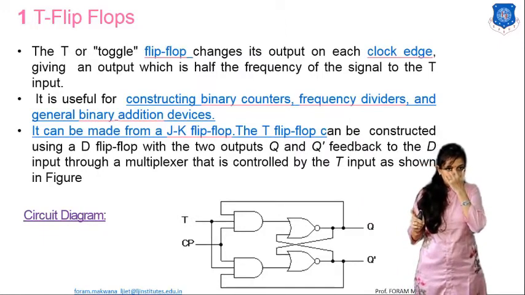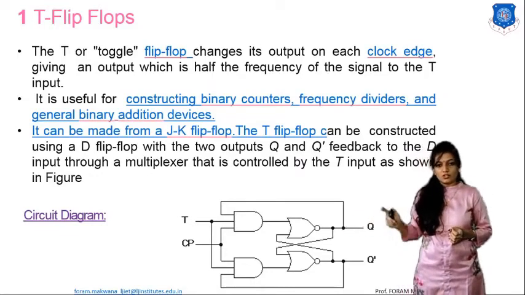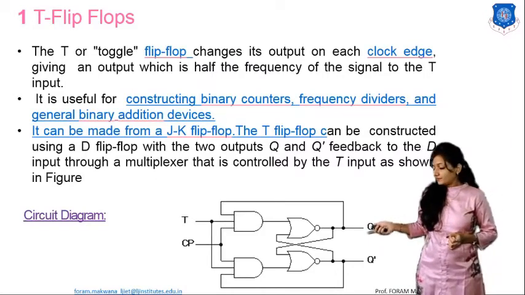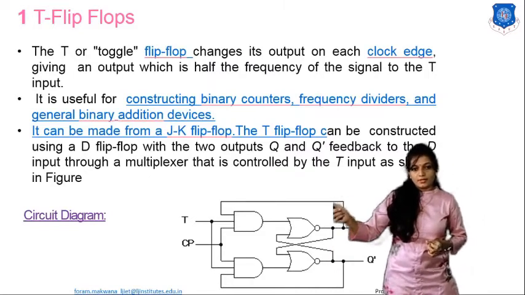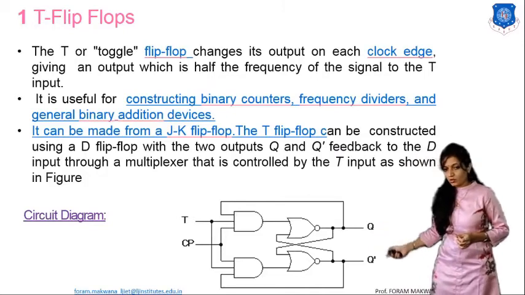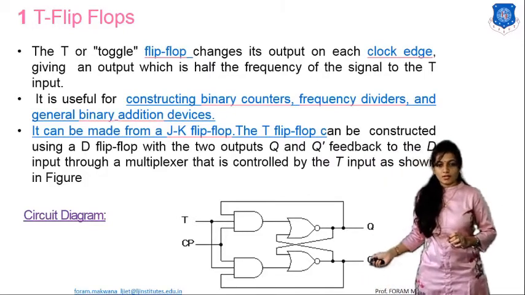So it can be constructed using the D flip-flop with the two outputs Q and Q bar fed back to each other. Okay? As over here we have used a NOR gate with the AND gate. So Q is connected to the first input of the first NAND gate, and Q dash is connected to the second input of the second NAND gate. Alright, this is a circuit diagram.